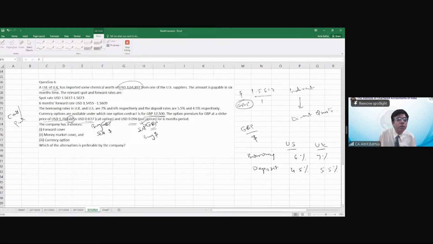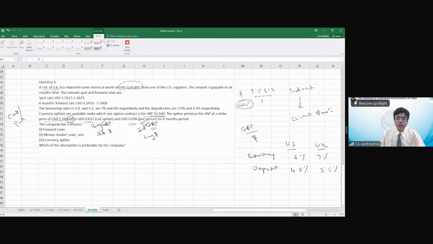First and foremost, what will be the forward rate? Remember, forward cover is the easiest of the options. However, here you need to be mindful that they have mentioned the rates in dollar upon GBP, right? So you will need to first convert that into GBP per dollar, and then multiply it with, do you want the bid rate or the ask rate?